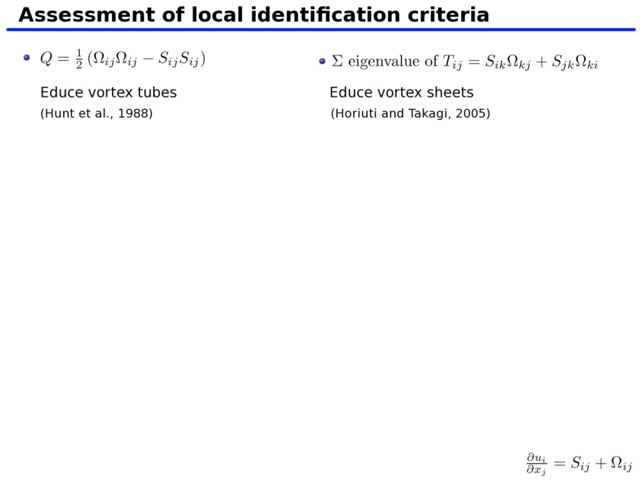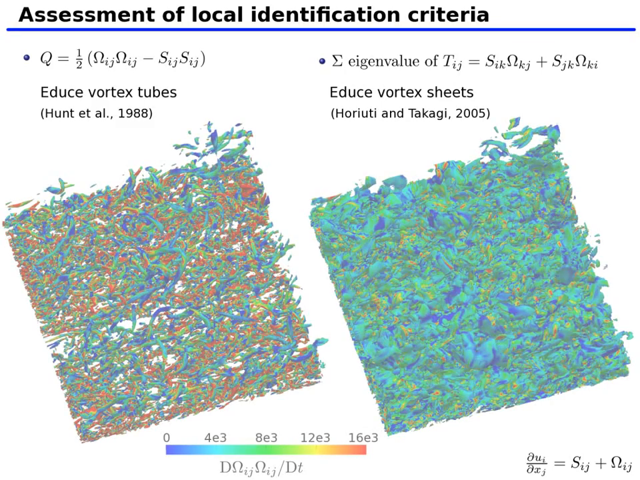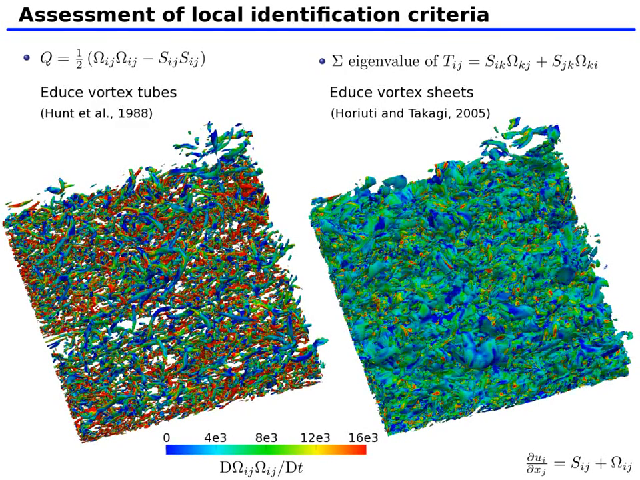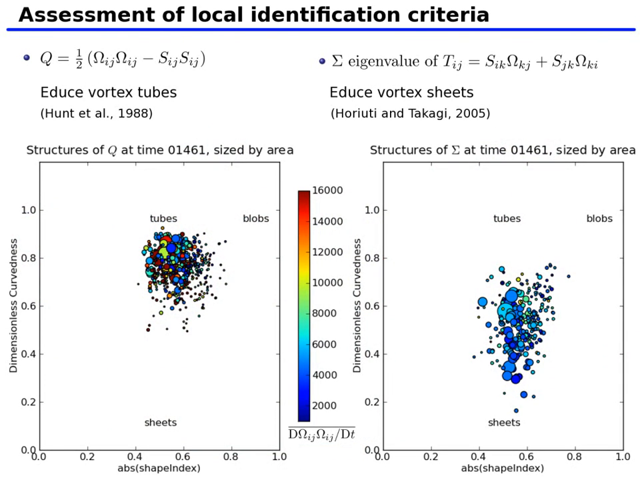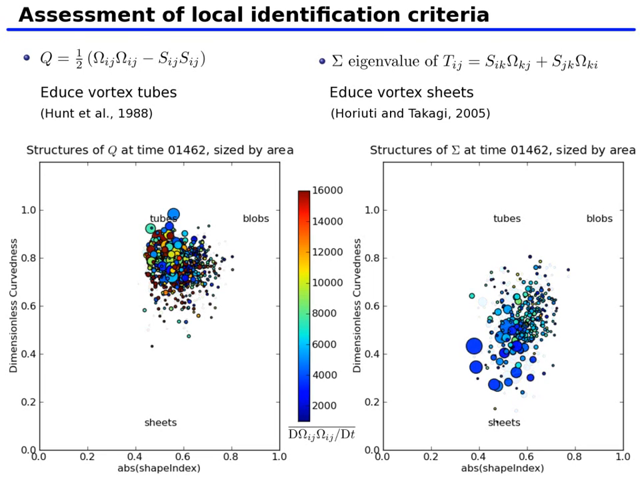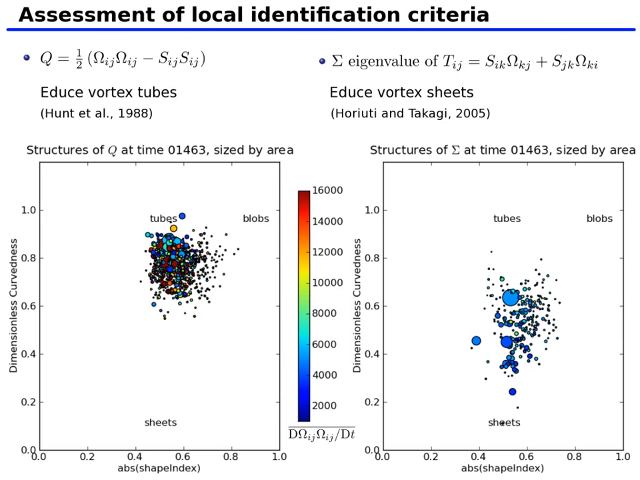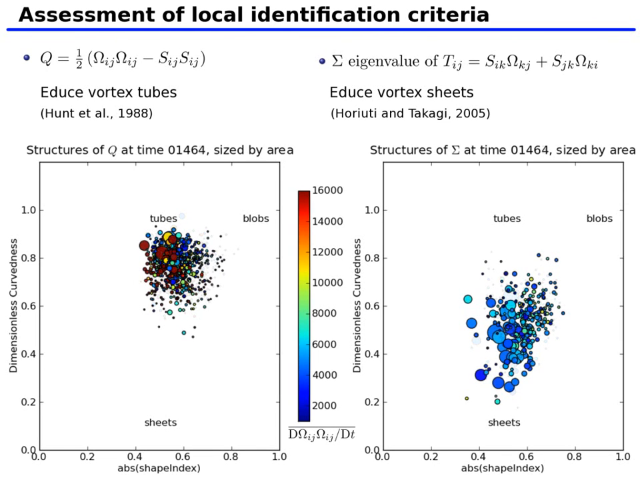We perform a similar analysis to assess the quality of Q and sigma criteria in identification of vortical tubes and sheets in wall-bounded flows. Notice how structures of Q on the left concentrate near the tube-like region and structures of sigma on the right tend to be sheet-like. The coloring corresponds to the average rate of change of entropy on the surface. The presence of red color indicates that the rate of change of entropy is higher for tubes than sheets. The temporal evolution is shown using 5 snapshots.